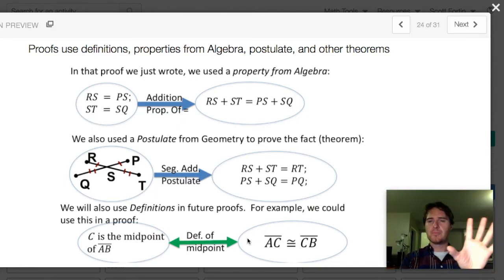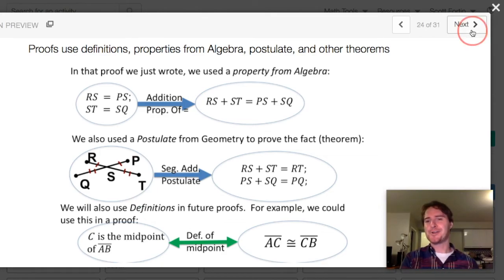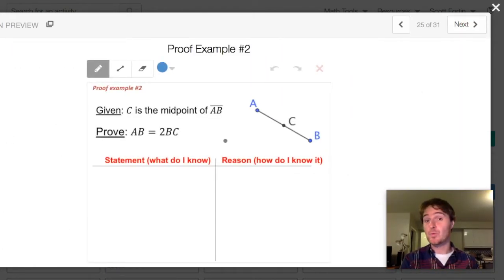Anyways, definitions are double-sided arrows. I've said that a few times right now. That'll be important coming later. Not today, but anyways, a definition will come up in this one too.